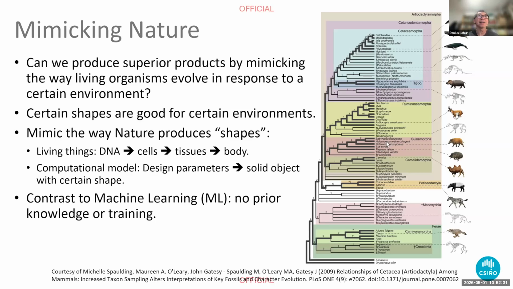So that's essentially what we are doing. So again, in contrast to machine learning, there is no prior knowledge or training, just like real evolution.